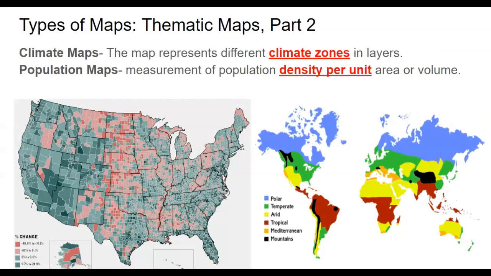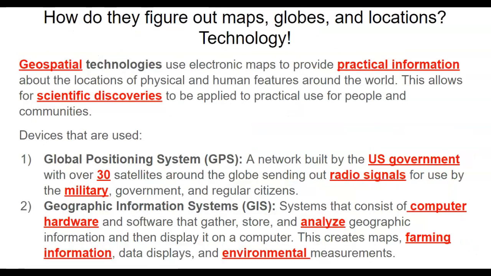We also have climate maps, which show different climate zones, which is on the right there, and population maps, which show density per unit or volume. So the one on the left is divided up by counties all throughout the U.S., and the ones that are more red can show the change as a higher level, whereas the ones that are darker blue, green kind of show less. So how do we figure out how to make these maps, globes, and locations?